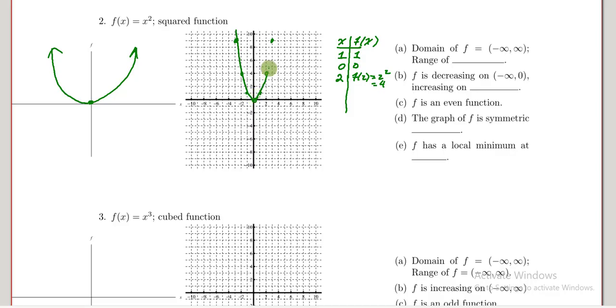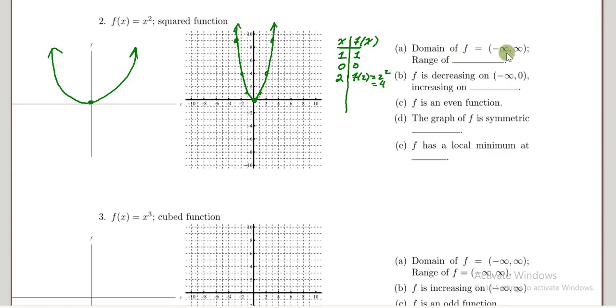You'll notice that when I sketched it with these scaled values, it looks a little bit different than when I did my rough sketch. That's just an artistic thing that math people do. We like to emphasize that parabolic shape. It's a matter of scaling and perspective there. Okay, so this is our f of x equals x squared function.